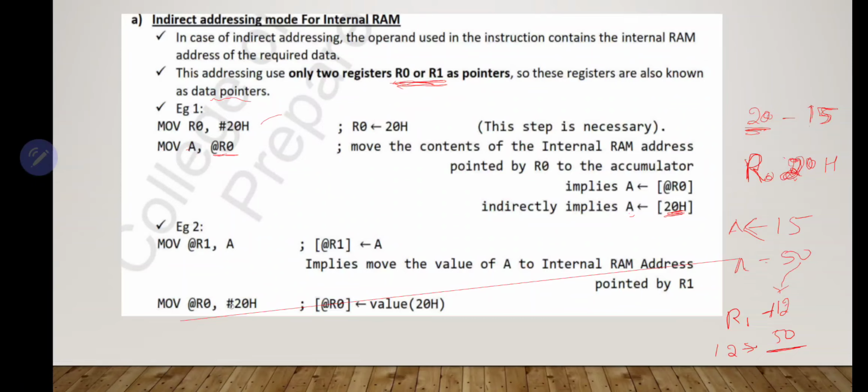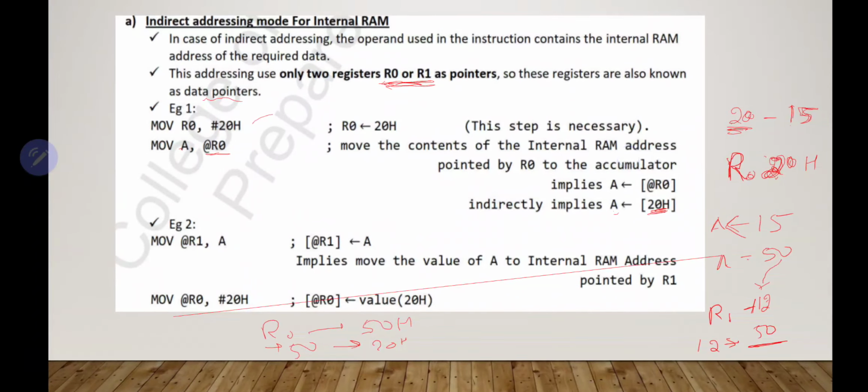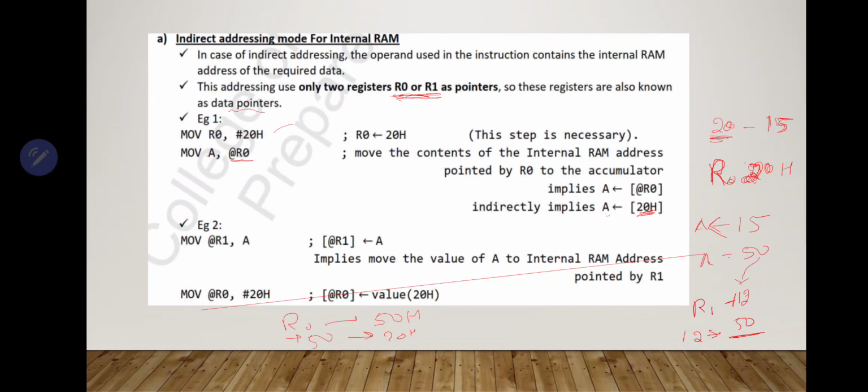Take MOV @R0, #20. #20 means a data. This data is moved to the location held by R0, not to R0 itself. In R0 there will be a data, maybe 50H. This data is converted to an address, then 20H is saved at address location 50, not in R0. The data in R0 is converted to an address location and the data is moved to that location. So it is called indirect addressing mode. This is in the case of internal RAM.